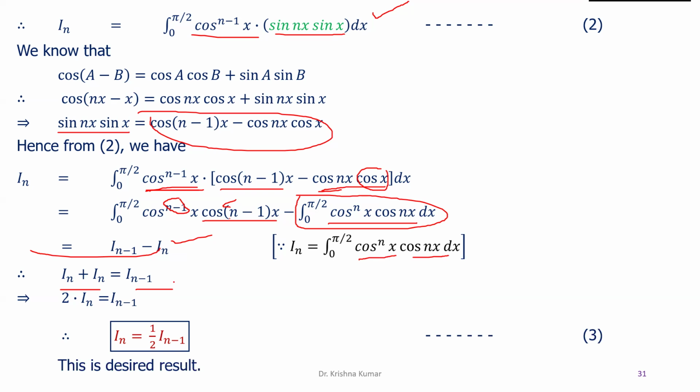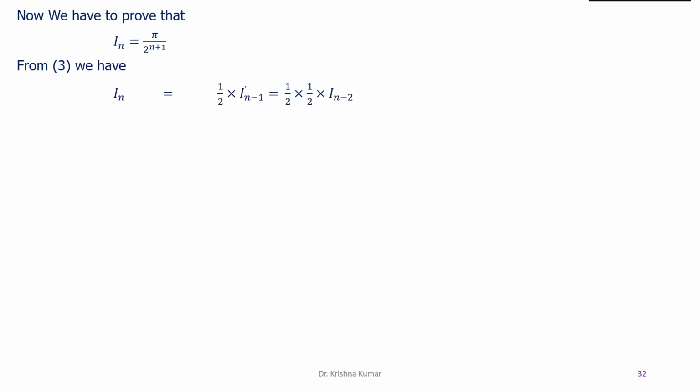Let us now prove the second result. In the second result, we have to prove that In is equal to pi upon 2 to the power n plus 1. So from equation number 3, the previous result that we had already proved, In is equal to 1 upon 2 into I n minus 1. Now, what is the value of I n minus 1? It is 1 upon 2 I n minus 2.